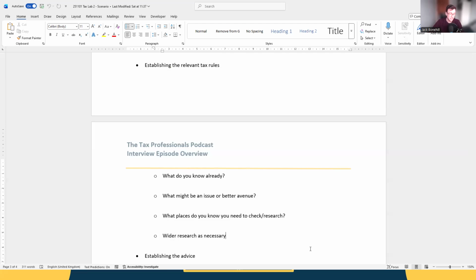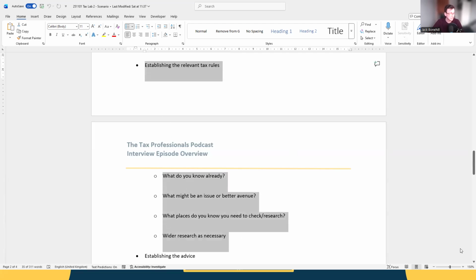What you don't want to do is miss a potentially relevant tax rule or miss a potential option that's going to improve the client situation. So you do want to be very thorough at this point. To me, this is probably the most important part, well, arguably the most important part of the advice.